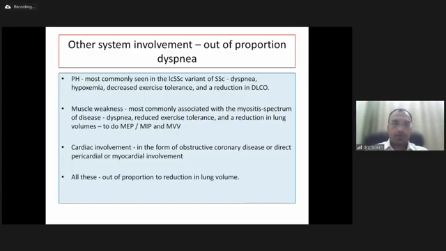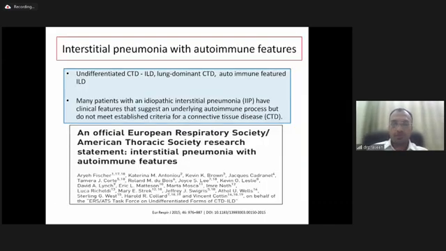For example, a patient with pulmonary hypertension, especially more commonly seen in the limited variant of scleroderma, or muscle weakness seen in the myositis profile. So all these lead to an out of proportion dyspnea, as does cardiac involvement in the form of obstructive cardiomyopathy or direct pericardial or myocardial involvement, for example in rheumatoid arthritis or SLE. If you see that, we need to look for the causes of it.